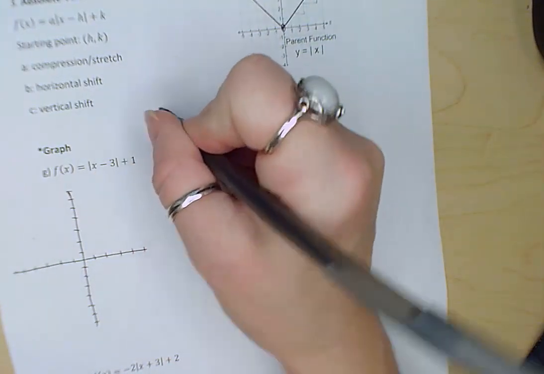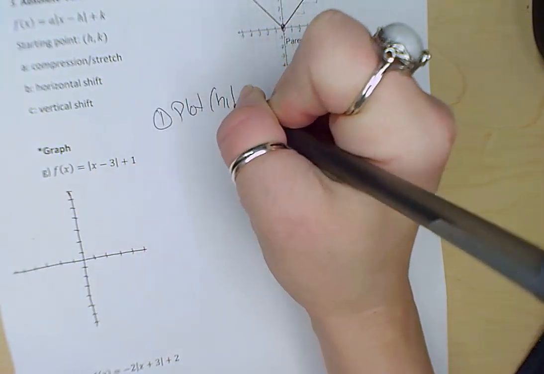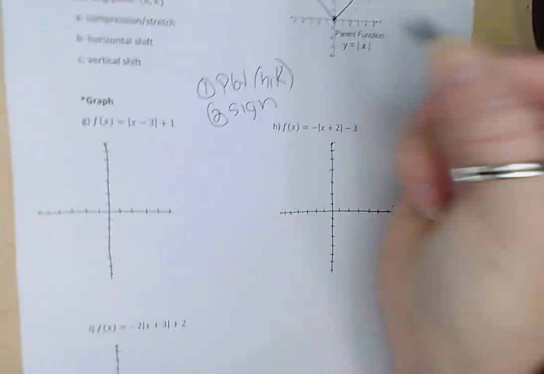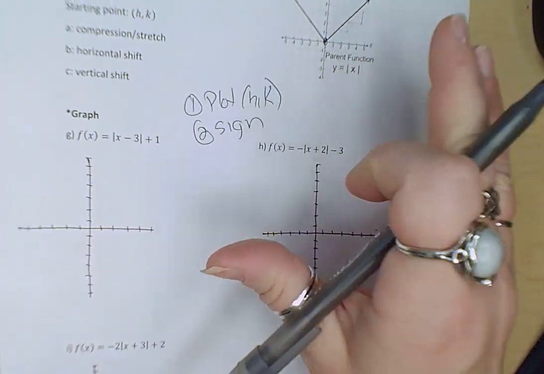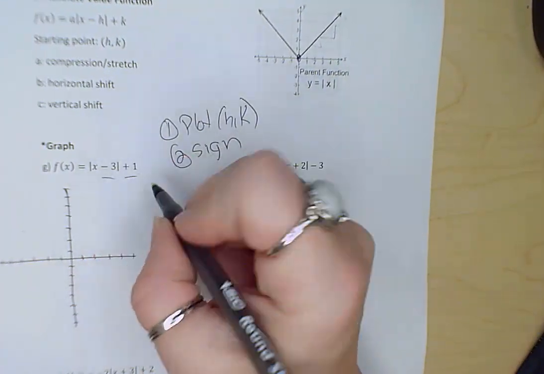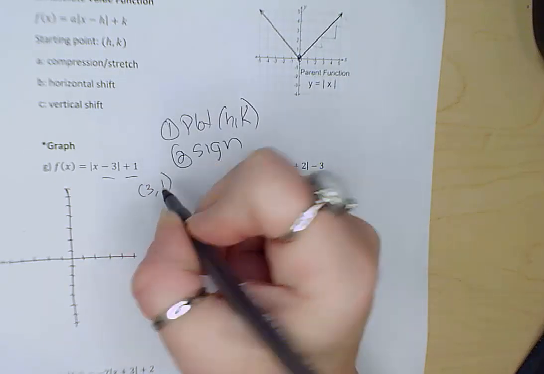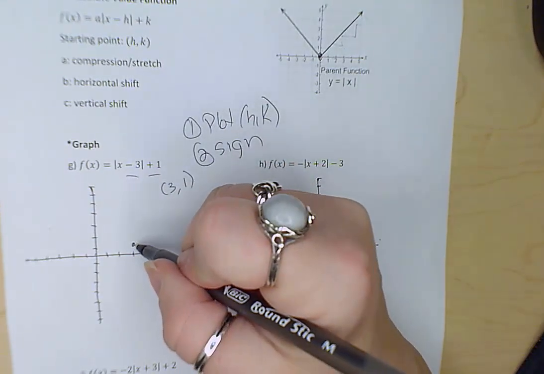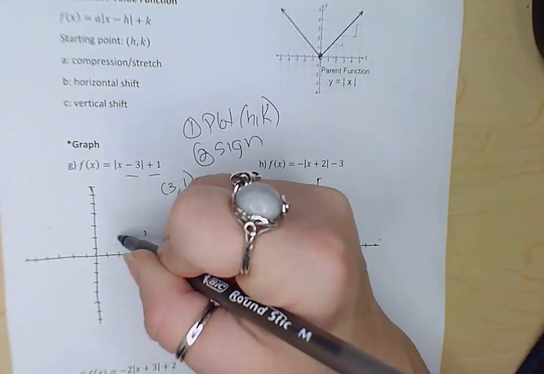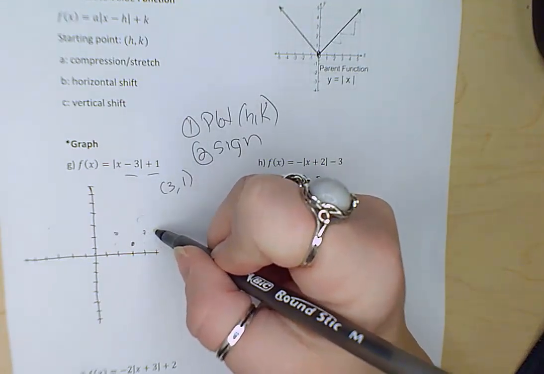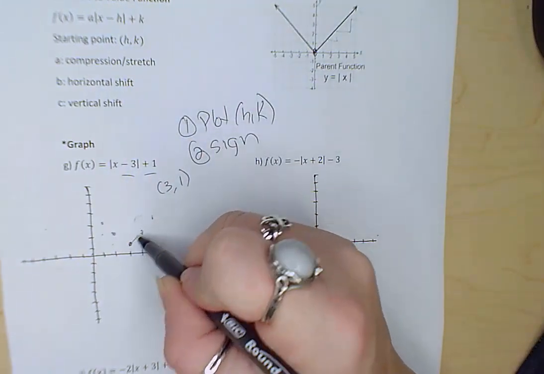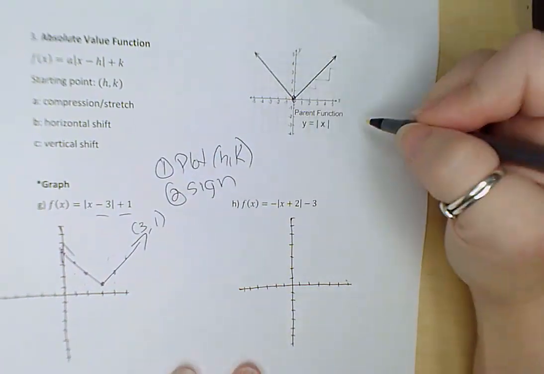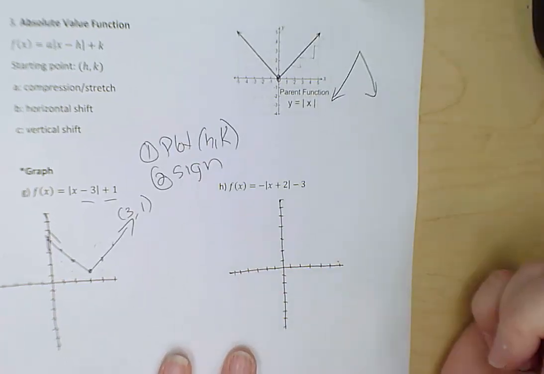So plot HK first. All right, that's going to be your first step for all 3 of them. Your second step for all 3 of them is going to be to look at your sign. Otherwise, follow the points. All right, so our HK here, opposite of the inside, same thing as the outside. You have a positive 3, positive 1. From there, over 1, up 1, over 1, up 1. And you can go again if you want. Over 1, up 1, over 1, up 1. Connect your dots. Absolute value graphs always look like V's. Your positive V or your negative V.